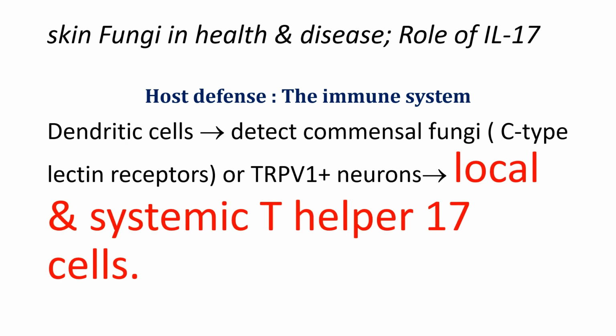Dendritic cells primarily detect commensal fungi through C-type lectin receptors, or TRPV1 positive neurons. This detection leads to the recruitment of interleukin-17A producing gamma delta T cells and the initiation also of adaptive immunity to specific fungi. This includes the presence of detectable immunoglobulin G in the blood, as well as the development of local and systemic T helper 17 cells.